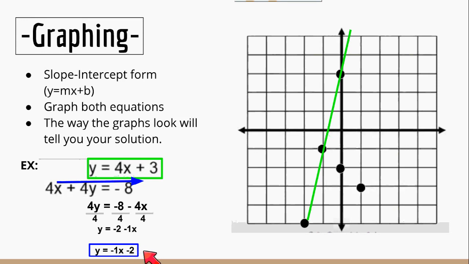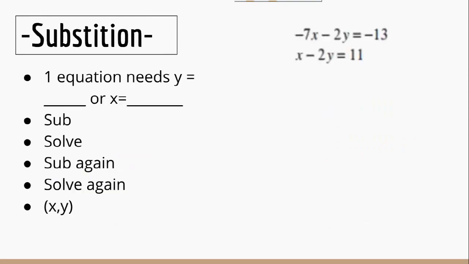So our first point would be at negative 2 on the y-axis for our y-intercept. Negative 1 is down 1, right 1. Then we can do the opposite, up 1, left 1, and we see that our lines are going to intersect. Remember, that place that they intersect is our solution. So in this case, negative 1, 1 would be our solution, and that is an example of one solution. Okay, so again, graphing: graph both equations, make sure they're in slope-intercept form, and they're going to give away what the answer is. Let's go on to substitution.